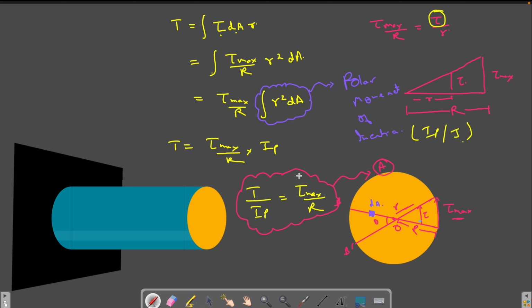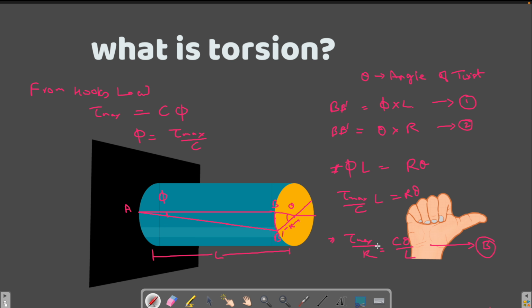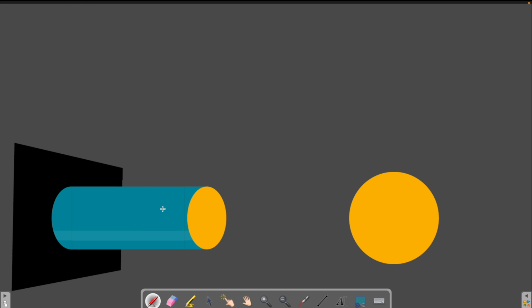So from equation number A, we can say that T by IP is equal to tau max by R, and from equation number B, we can say that tau max by R is equal to C theta by L. So the complete equation for the torsion is T by IP is equal to tau max by R is equal to C theta by L.